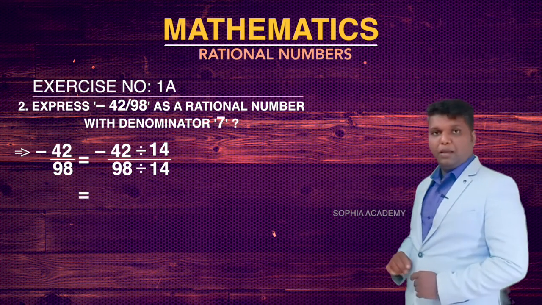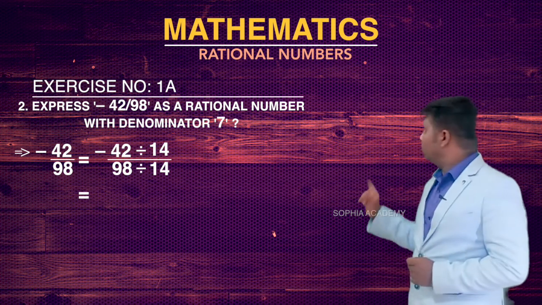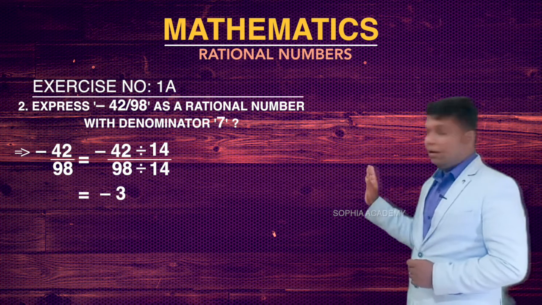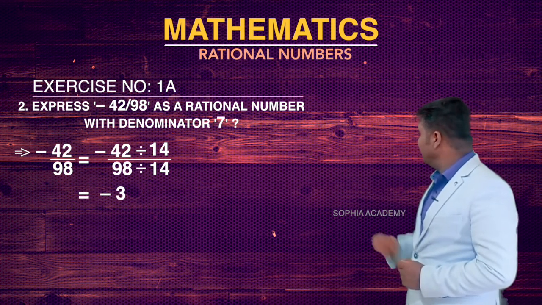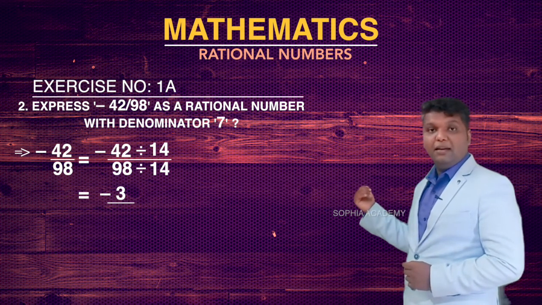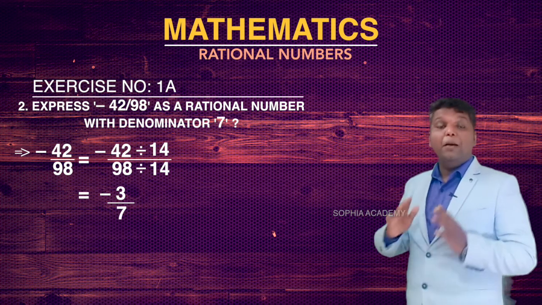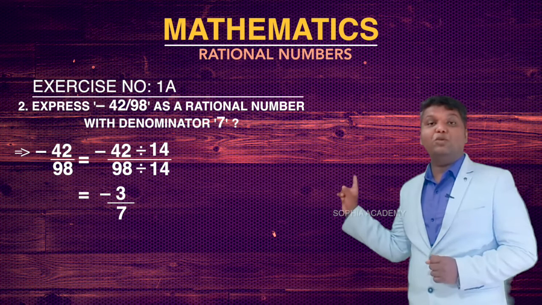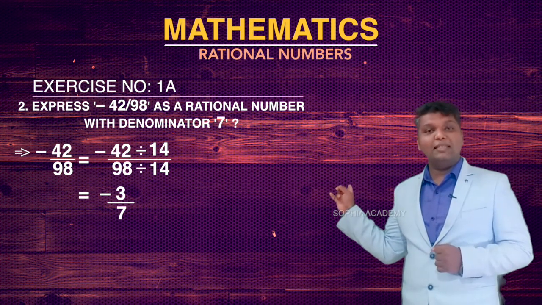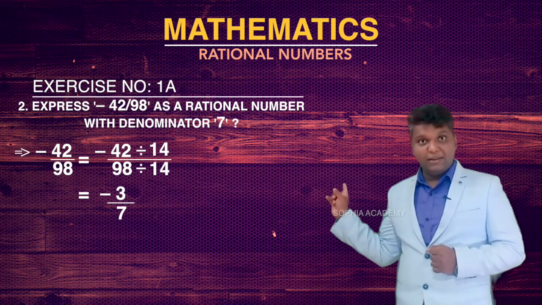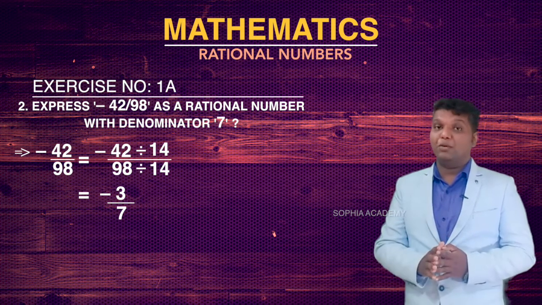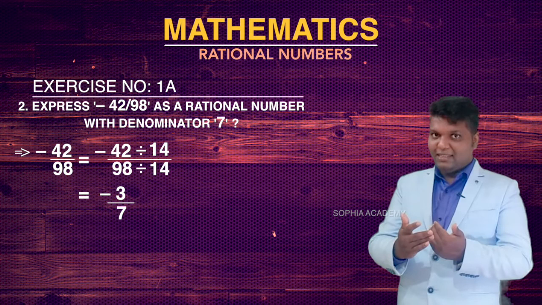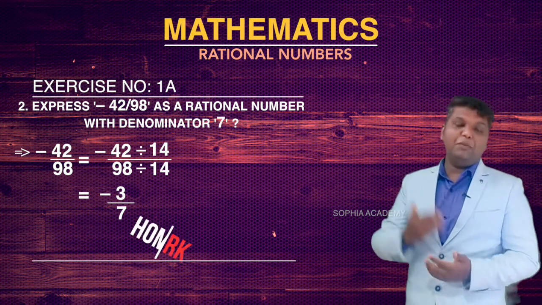That's equal to, now tell me, minus 42 divided by 14, that is minus 3, because minus and plus will become minus itself. So it is minus 3 divided by, what about here? It is 7. So you got minus 3 by 7. What was the question? The denominator should become 7. Yes, we made it 7 itself, right? This is the way to understand a question, whether we have to divide or we have to multiply. Is that clear?